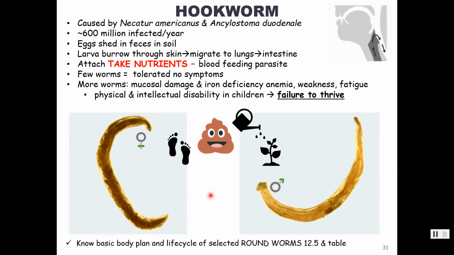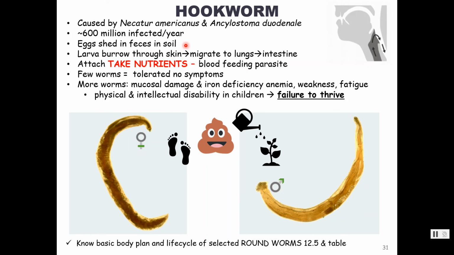Okay, so our next one is going to be hookworm. And this too, a lot of people are infected with hookworm, about 600 million infections per year. There are two different worms that cause hookworm. Actually, there's three, but we're just going to talk about two. Necator americanus and Ancylostoma duodenale. And I always love that word, just kind of throw a little Italian flair on there. It's going to have a similar life cycle.